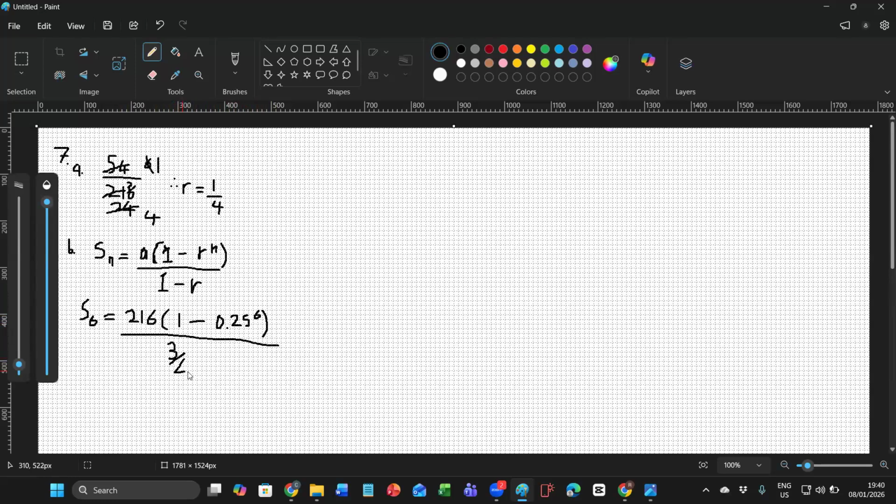Can you handle this? Let me change 3 over 4 to a decimal to make your calculation easier. That should be 0.75. So when you are doing it in your calculator, you can put 0.75 for the denominator, and 0.25 for the base. Go ahead, what did you get?